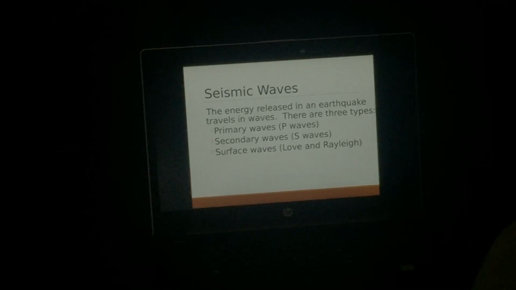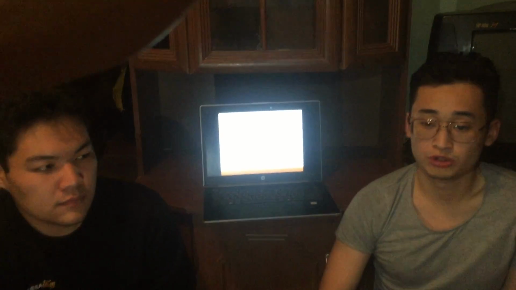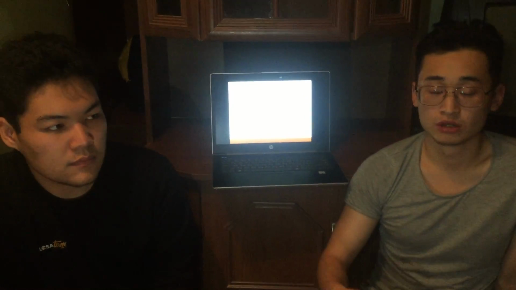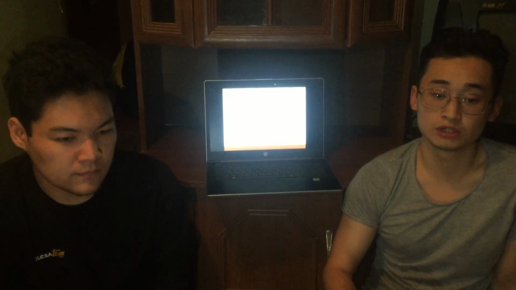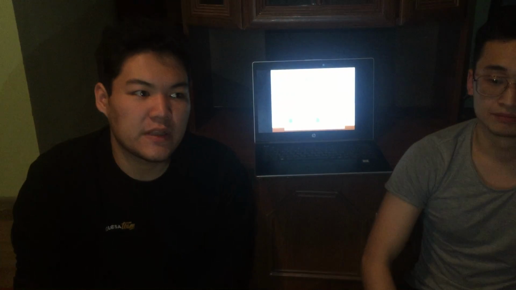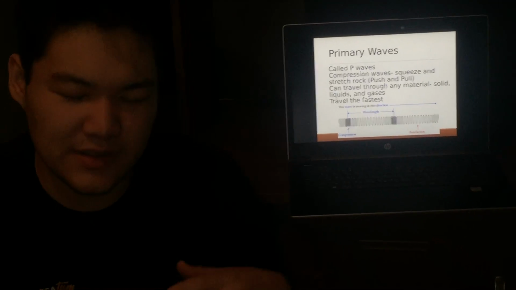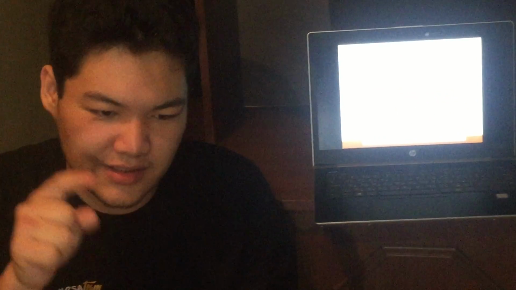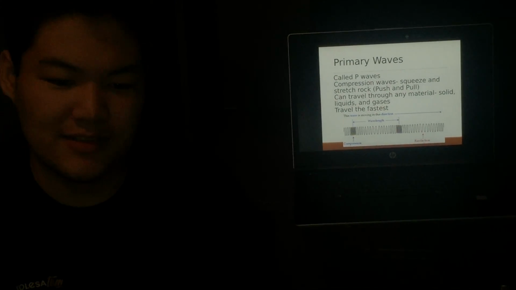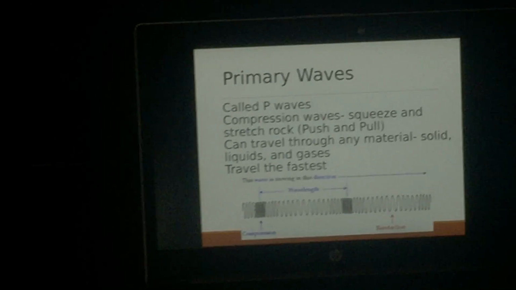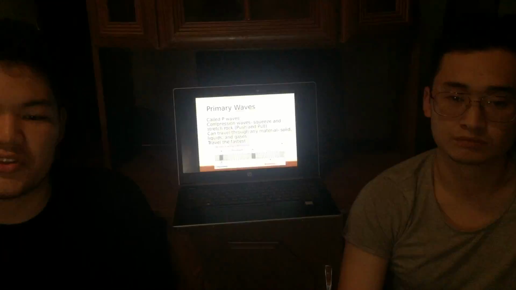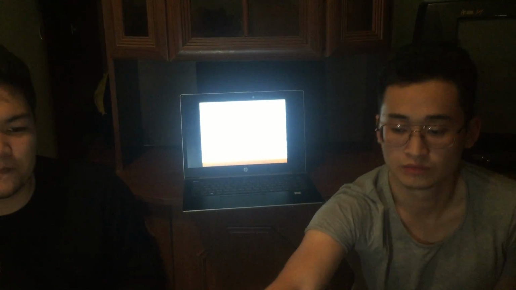When we talk about earthquakes, we talk about seismic waves, because an earthquake is the movement of the surface of the Earth as a wave. The energy released in an earthquake travels in waves, and these waves may be of three types: the primary wave, the secondary wave, and the surface wave. Primary waves, also called P waves, are compression waves which squeeze and stretch the rocks. As you can see in the diagram, they have wavelengths, points of rarefaction and points of compression. Primary waves can travel through solids, liquids and gases, and they travel very fast, the fastest of the three.